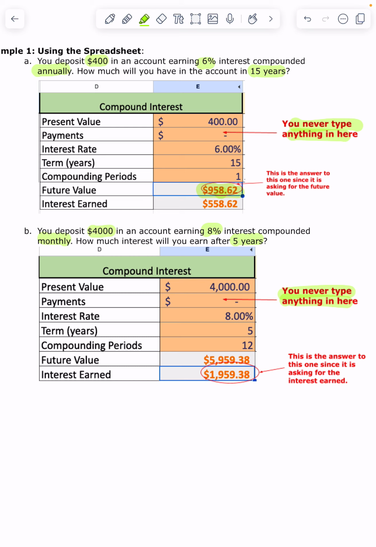So I put the $4,000 in for present value, 8% for interest rate, 5 years, and it's compounded monthly, so that's 12 times a year. And this time it wants to know how much interest you're going to earn. So it's not the future value we want, it's the interest. So just be careful because there's 2 answers for each problem, and you got to make sure you give the system, the homework system or the test problem, the correct answer. And sometimes you're putting both in.